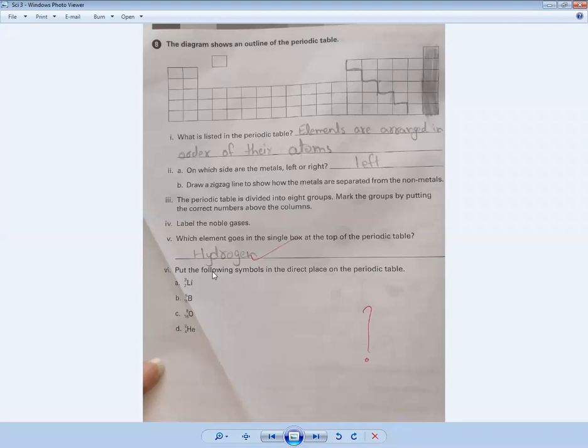Okay, now next one, question number 4. Put the following symbols in the correct place on the periodic table. Okay, so there are different elements given here. Option A is lithium, option B is nitrogen, option C is carbon, and option D is helium.